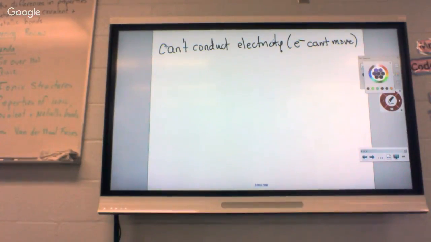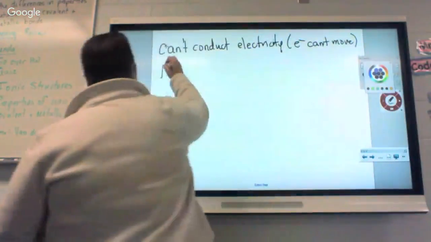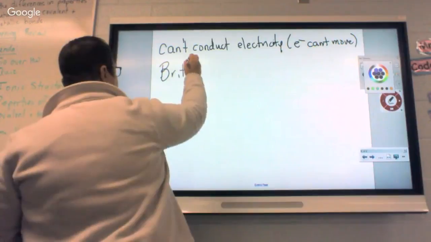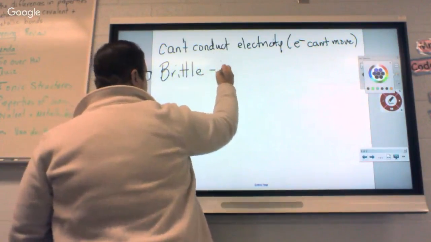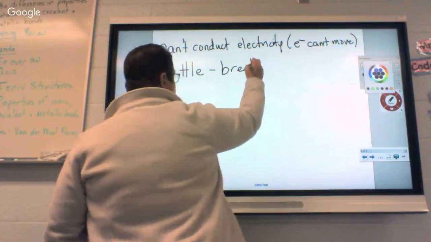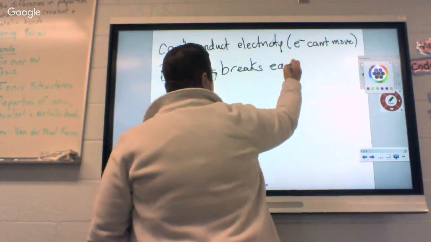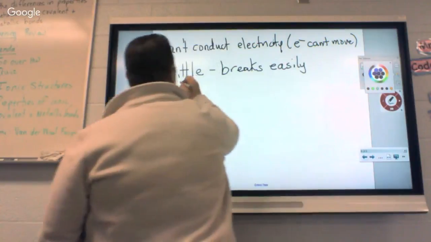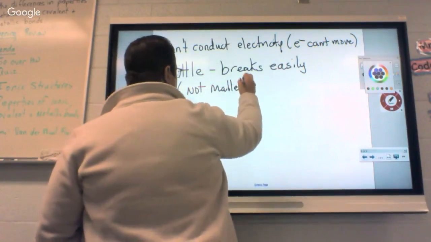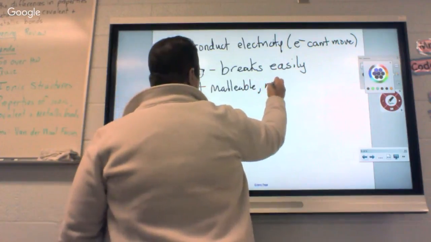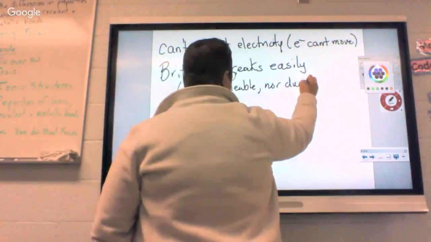All right? Can I hammer it? Can I hammer a crystal and make it flat? No. What happens to it? It breaks apart. Ionic compounds are brittle. Okay? They're brittle. Everybody knows that breaks easily, right? So, if they break easily, they're not malleable nor ductile.